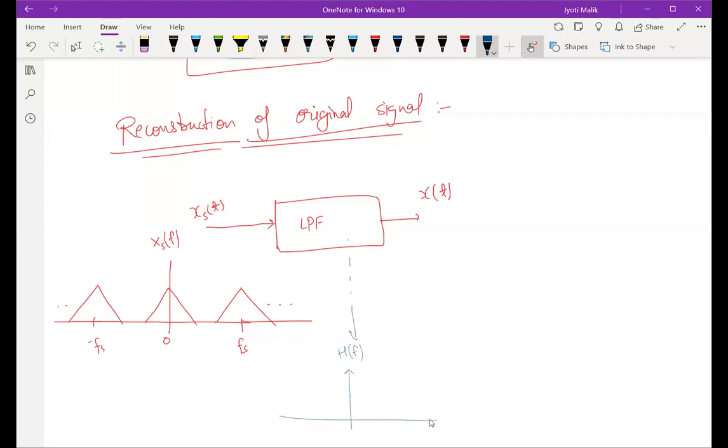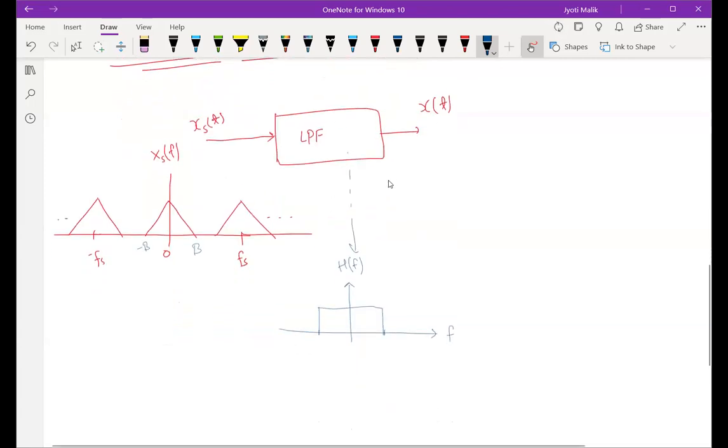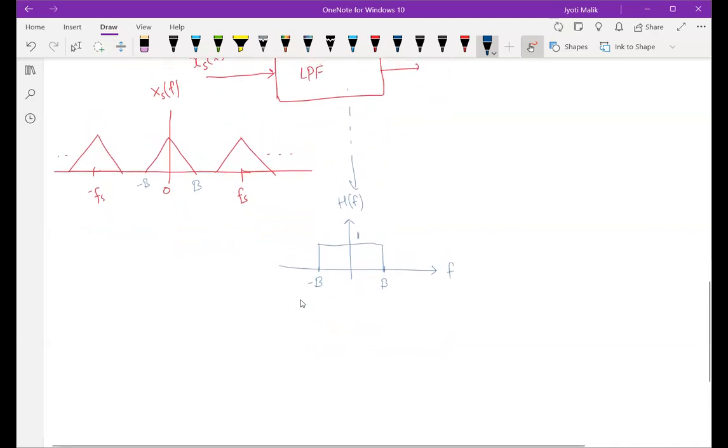Let's say H of F versus F. For an ideal low pass filter, it will be something like this. We take its magnitude as 1, and we take this edge as minus B and this as B. The low pass filter does convolution in the time domain and multiplication in the frequency domain. So what will happen if it multiplies these two signals?